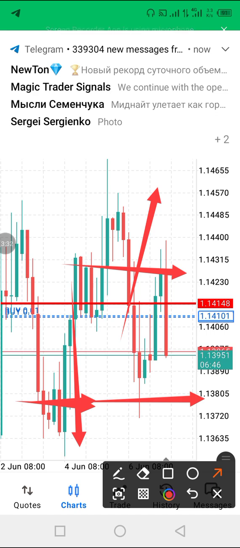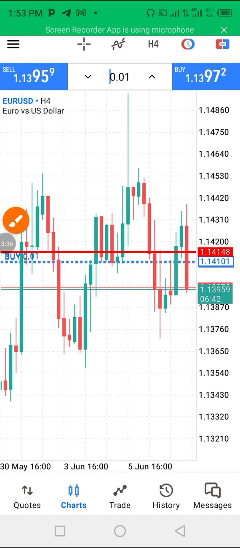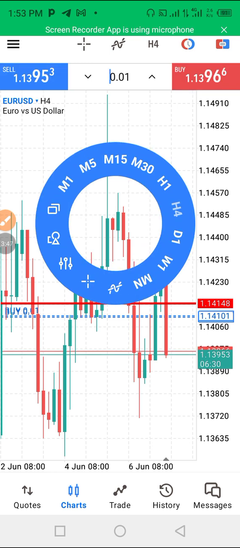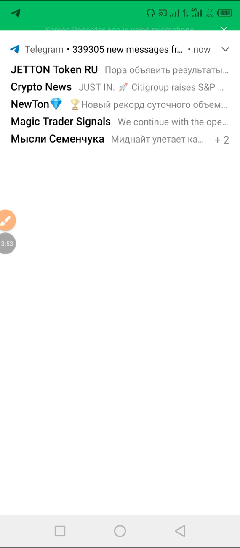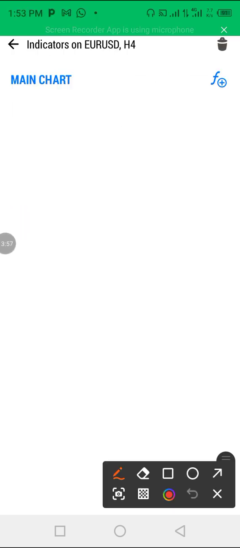Now that you have understood support and resistance, I hope I'm being clear. I hope I'm not too fast. And I've explained the lot sizes to you. Now, let's go into setting up our indicators. To set up our indicators, you tap on the screen, tap on your F sign. After tapping on the F, you tap on this blue F.